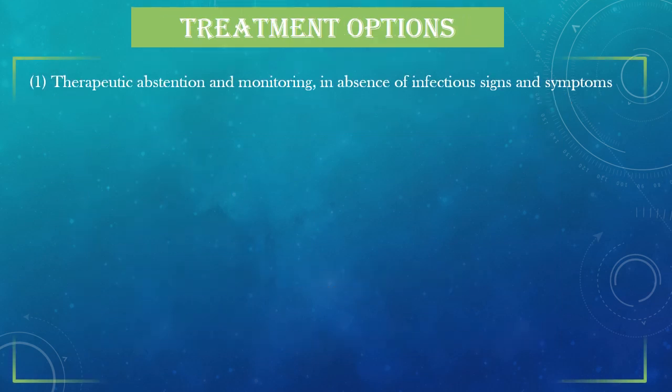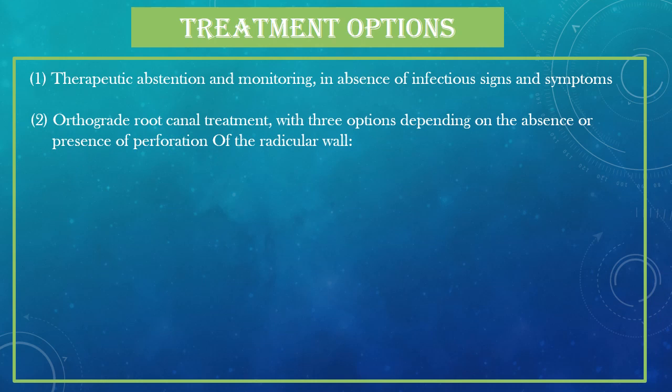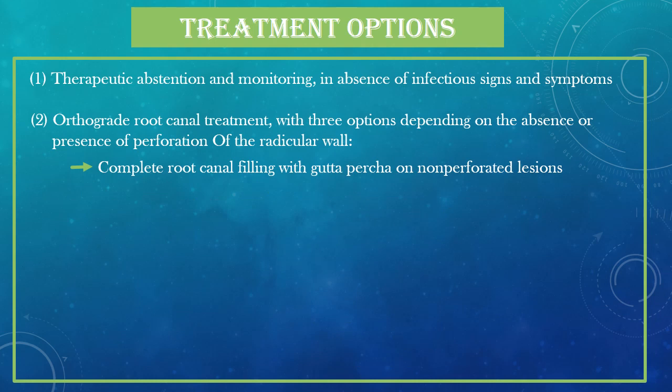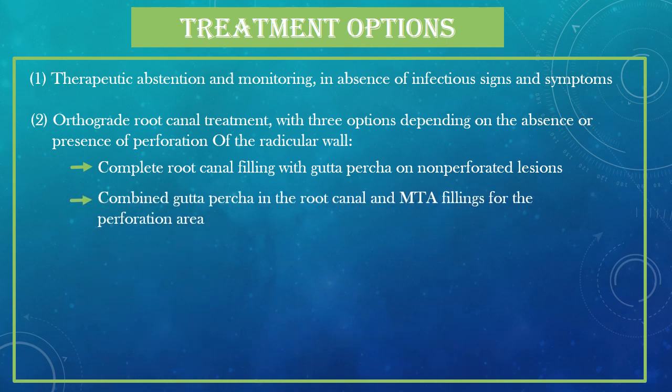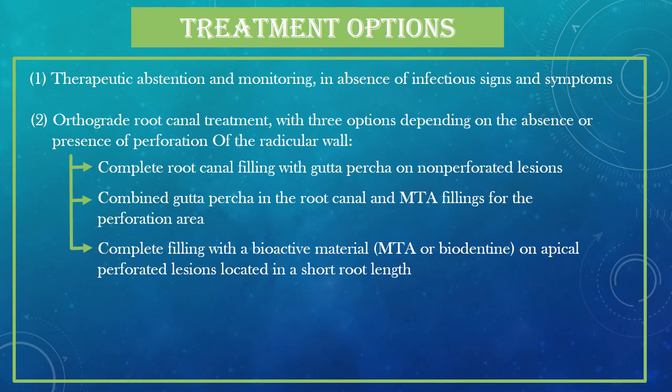The treatment options are therapeutic abstention and monitoring in the absence of infectious signs and symptoms, and orthograde root canal treatment with three options depending on the absence or presence of perforation on the radicular wall. They are complete root canal filling with gutta-percha on non-perforated lesions, combined gutta-percha in the root canal and MTA fillings for the perforation area, and complete filling with a bioactive material such as MTA or Biodentine on apical perforated lesions located in a short root length.